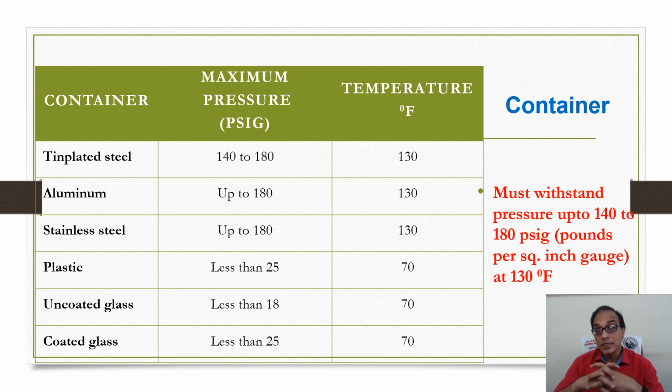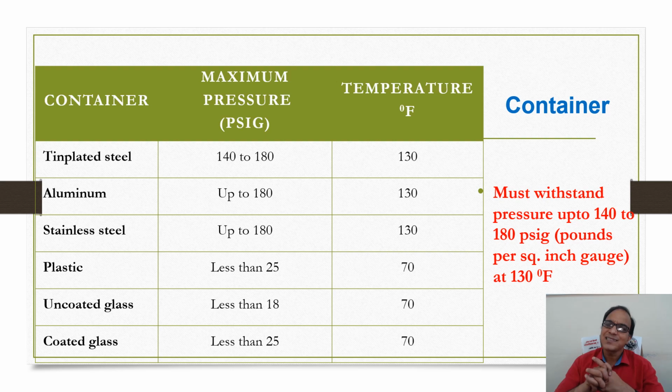In the case of tin plated steel, the maximum pressure it can withstand is 140 to 180 psig at a temperature of 130 degrees Fahrenheit. In general, the container must withstand pressure up to 140 to 180 psig, pounds per square inch gauge, at 130 degrees Fahrenheit. This is the standard condition, you can say. In the case of aluminium, it can withstand up to 180 at 130 degrees Fahrenheit, and stainless steel up to 180 with 130 degrees Fahrenheit. Plastics: less than 25 psig, 70 degrees Fahrenheit.